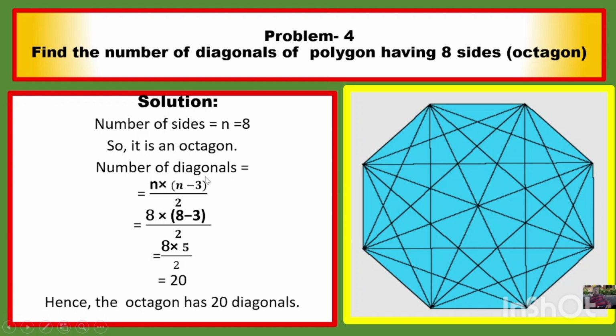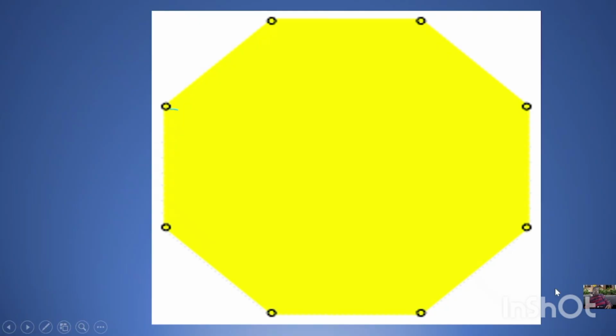And here you see the interesting fact, amazing fact, 8 minus 3, 5. At every corner and every vertex you can draw 5 diagonals. Let's see, this is a vertex. Number of diagonals at this vertex is 1, 2, 3, 4, 5. Okay, here 1, 2, 3, 4, 5. You can check. So it is such a beautiful diagram of octagon.